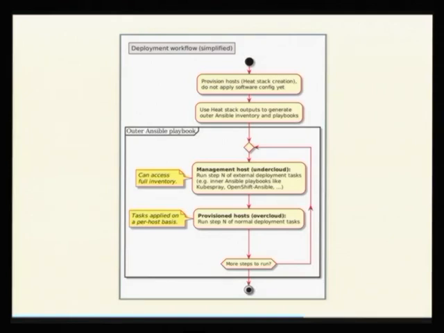From that heat stack, we take outputs, and from them we generate Ansible playbooks, and that gives us the outer encapsulating Ansible playbook, and we execute it. Inside the outer Ansible playbook, there's a step loop. We have currently 6 steps.